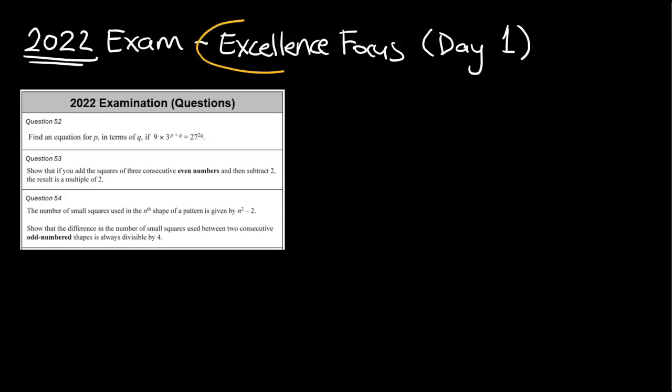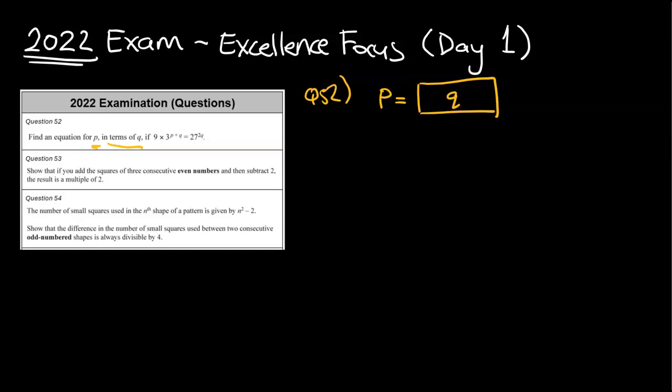In this video we're focusing on all the excellence questions from that 2022 exam. Let's get straight into question number 52. We've been asked to find the equation for P in terms of Q. So just to clarify what that means, the equation for P means it's going to be P equals, and you're going to have some other stuff which involves the Q that is sitting inside that equation.